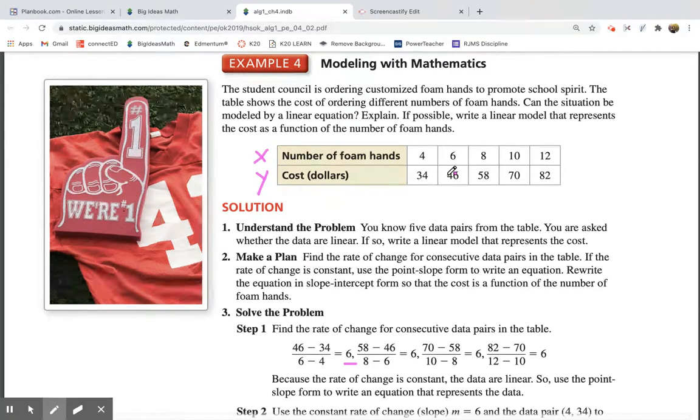So what they then do is they say, okay, well, we checked these 2. Now let's check these 2. 2 more points. Okay, 58 minus 46, y2 minus y1 over x2 minus x1, and we get 6 again. Okay, so then they check for these 2 points, and then again for these 2. When they do that, they get 6 each time. So that means it is a linear equation because we got the same slope over and over again.